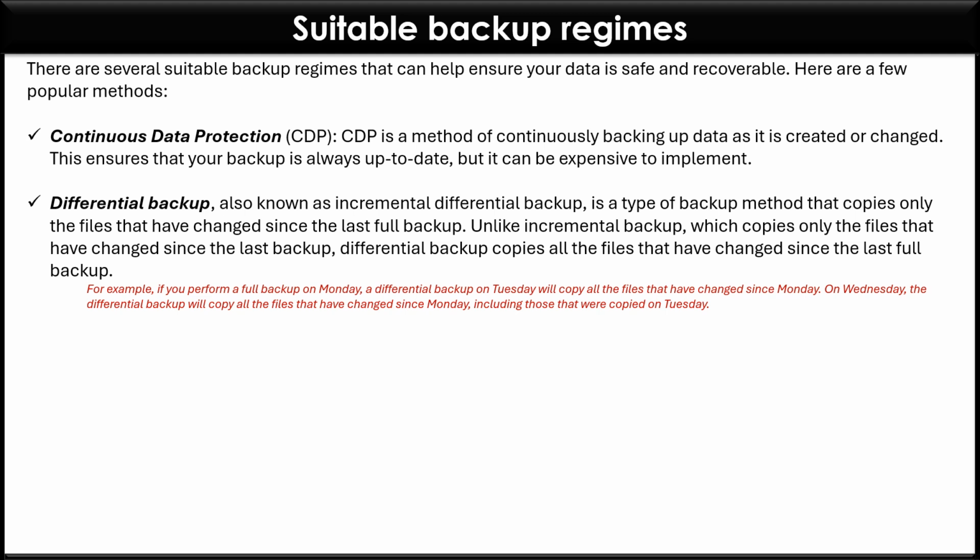Differential copies all the files that have changed since the last full backup. So as you can see in the example, if you perform a full backup on Monday, a differential backup on Tuesday will copy all the files that have changed since Monday. On Wednesday, the differential backup will copy all files that have changed since Monday, including those which were copied on Tuesday. So that is how this type of backup works.